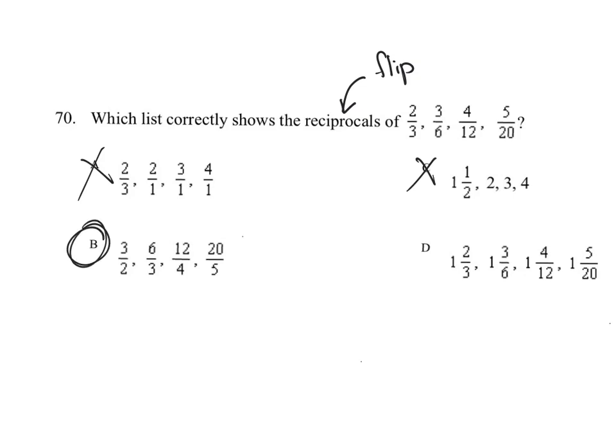You do not need to make them improper or make them proper because that's not what we use the reciprocal for. So D is also the reciprocal, but making the reciprocal proper, and we do not need to do that for the reciprocal.